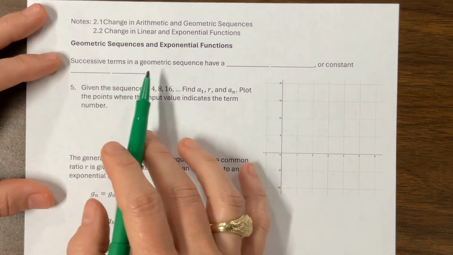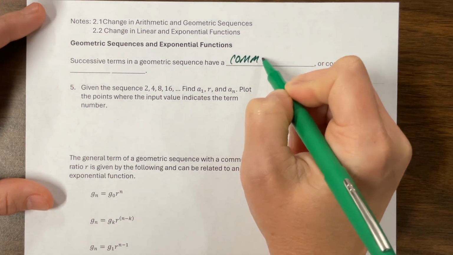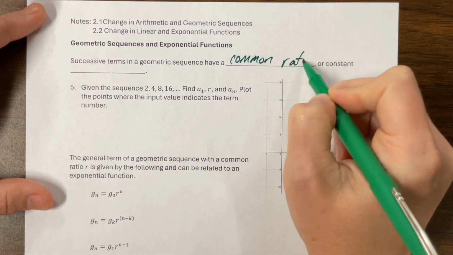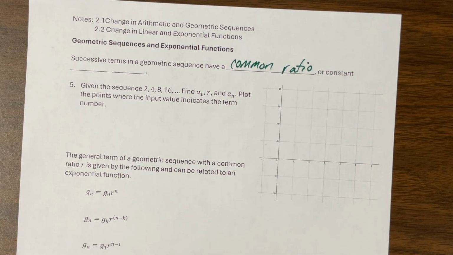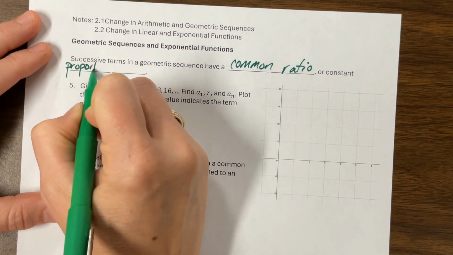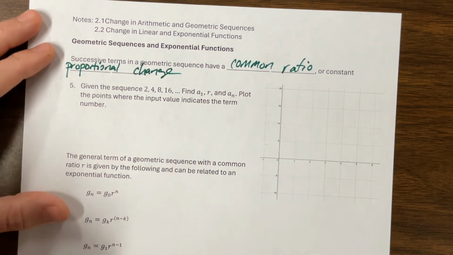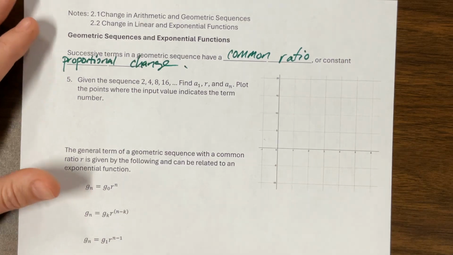Okay, successive terms in a geometric sequence have a common ratio, or, and this is language that's kind of new to me, so let me make sure I'm not lying to you, a constant proportional change. So it doesn't have a constant rate of change, it has a constant proportional change.